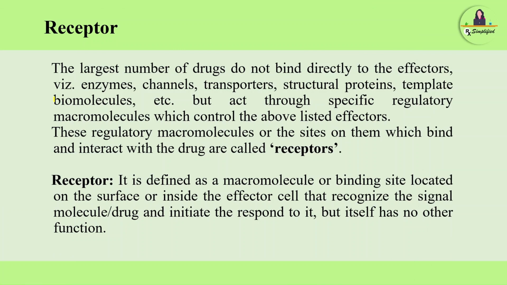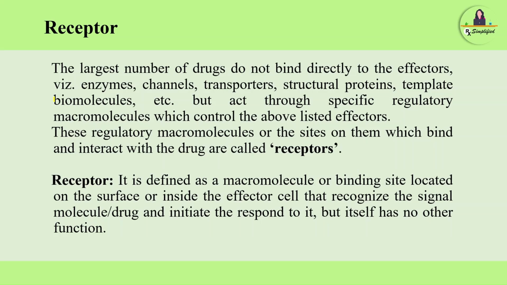So, first of all, what is receptor? The largest number of drugs do not bind directly to the effectors, that is enzymes, channels, transporters, structural proteins, template biomolecules, etc., but act through specific regulatory macromolecules which control the above listed effectors. These regulatory macromolecules or the sites on them which bind and interact with the drug are called receptors. So basically, when we take any medicine, it binds to the specific receptor and then shows its action. This is the basic definition of receptor.